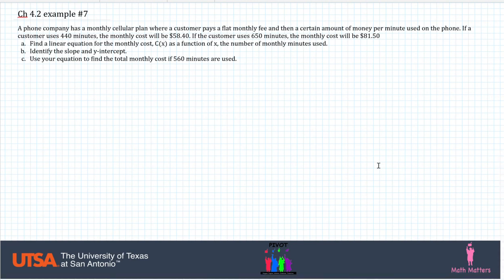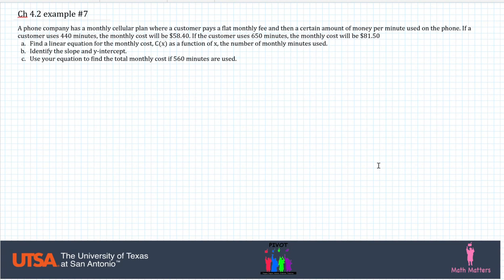So chapter 4.2, example number 7 reads: a phone company has a monthly cellular plan where a customer pays a flat monthly fee and then a certain amount of money per minute used on the phone. If a customer uses 440 minutes, the monthly cost will be $58.40. And if the customer uses 650 minutes, the monthly cost is $81.50.